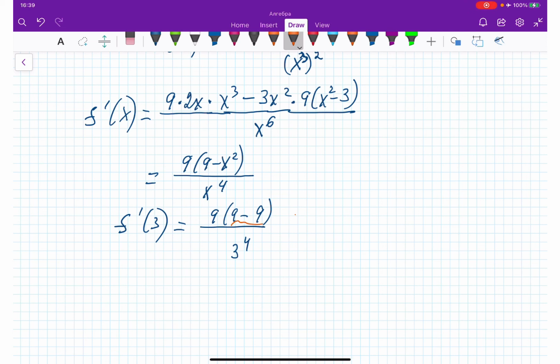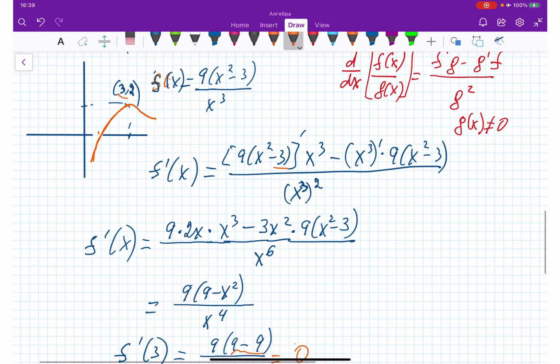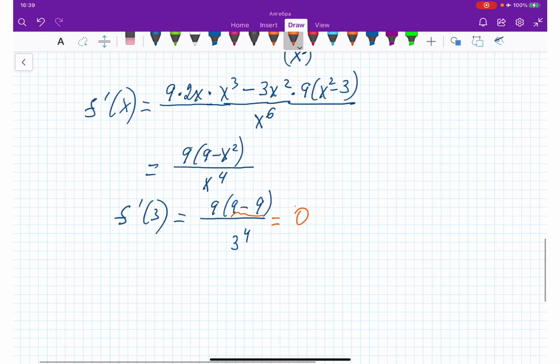9 minus 9 is 0 and I am getting 0, which means yes, the coordinate (3, 2) is our relative extrema. The first derivative will not tell us if it's a maximum or minimum, because at the point of maximum and at the point of minimum, our derivative is going to be 0. Okay, next example.